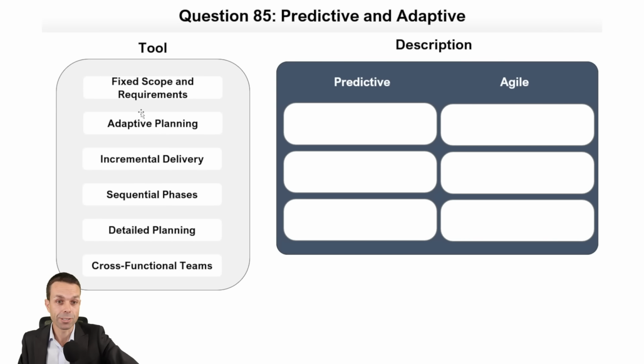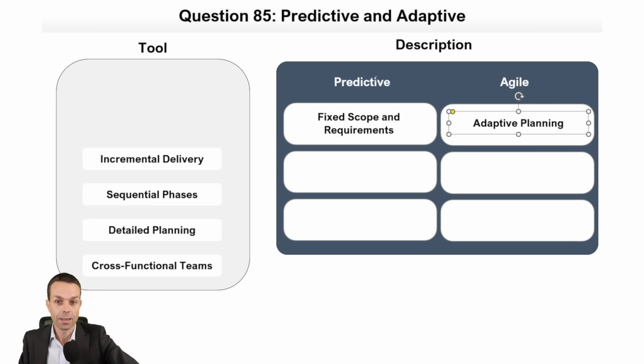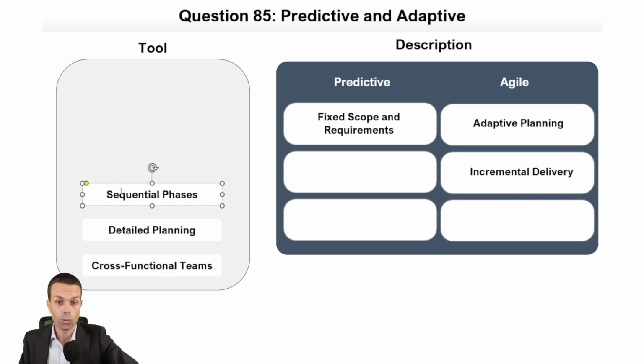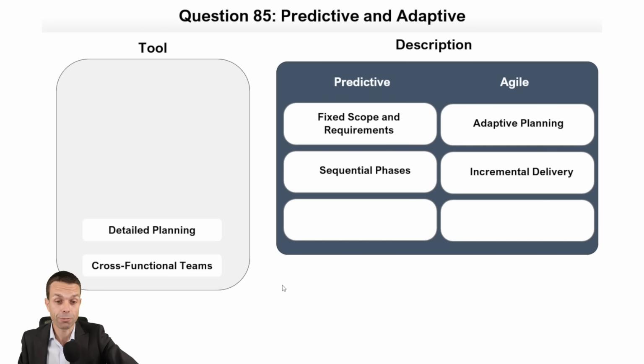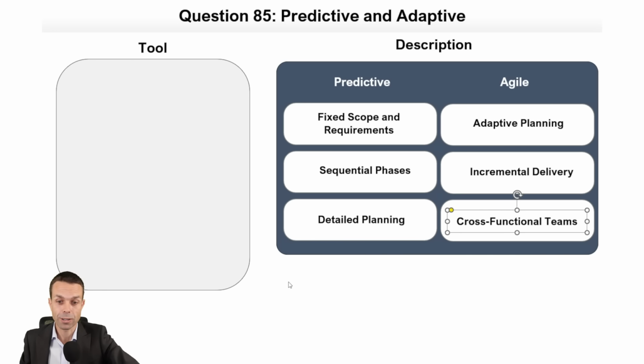Predictive and adaptive scenarios. Okay, predictive has fixed scope and requirements at the beginning usually, and then we need a change request if we make changes to those as the project goes along. Agile has adaptive planning. Agile also has incremental delivery, predictive has sequential step-by-step phases. Predictive also has detailed planning, whereas Agile has our cross-functional teams.